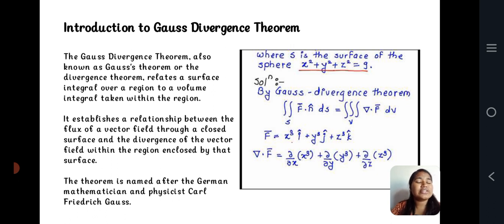Introduction to Gauss divergence theorem. The Gauss divergence theorem, also known as Gauss theorem or the divergence theorem, relates a surface integral over a region to a volume integral taken within the region. It establishes a relationship between the flux of a vector field through a closed surface and the divergence of the vector field within the region enclosed by that surface. The theorem is named after the German mathematician and physicist Carl Friedrich Gauss.